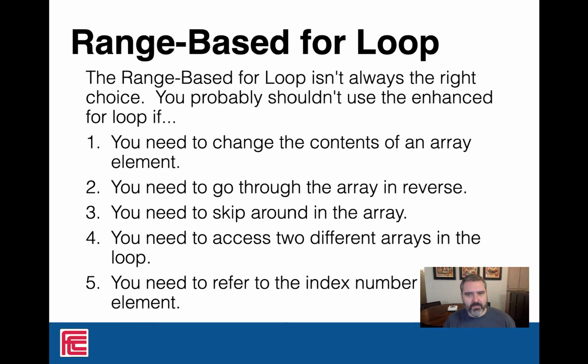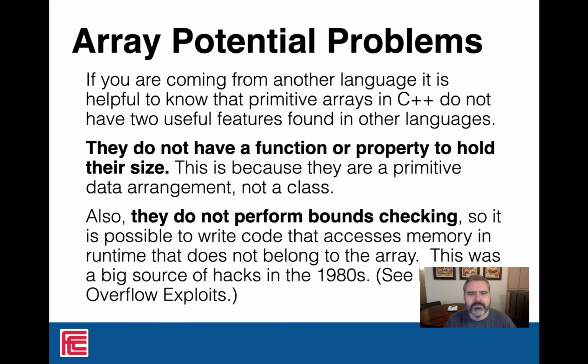So you don't actually have a number. Again, you could calculate it, but if you're going to increment a counter every time you go through that loop, then you should have just done the original for loop. That's what the for loop does. Anyway, so potential problems with arrays.